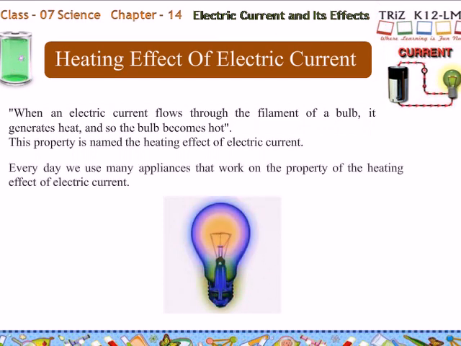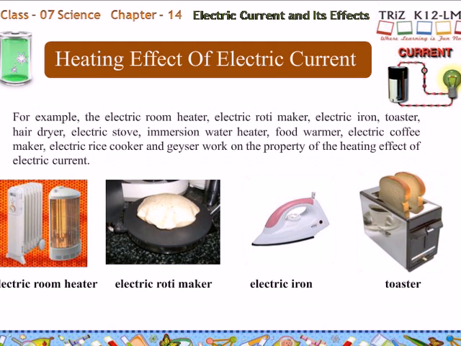Every day we use many appliances that work on the property of the heating effect of electric current. For example, the electric room heater, electric roti maker, electric iron, toaster, hair dryer, electric stove, immersion water heater, food warmer, electric coffee maker, electric rice cooker, and geyser work on the property of the heating effect of electric current.